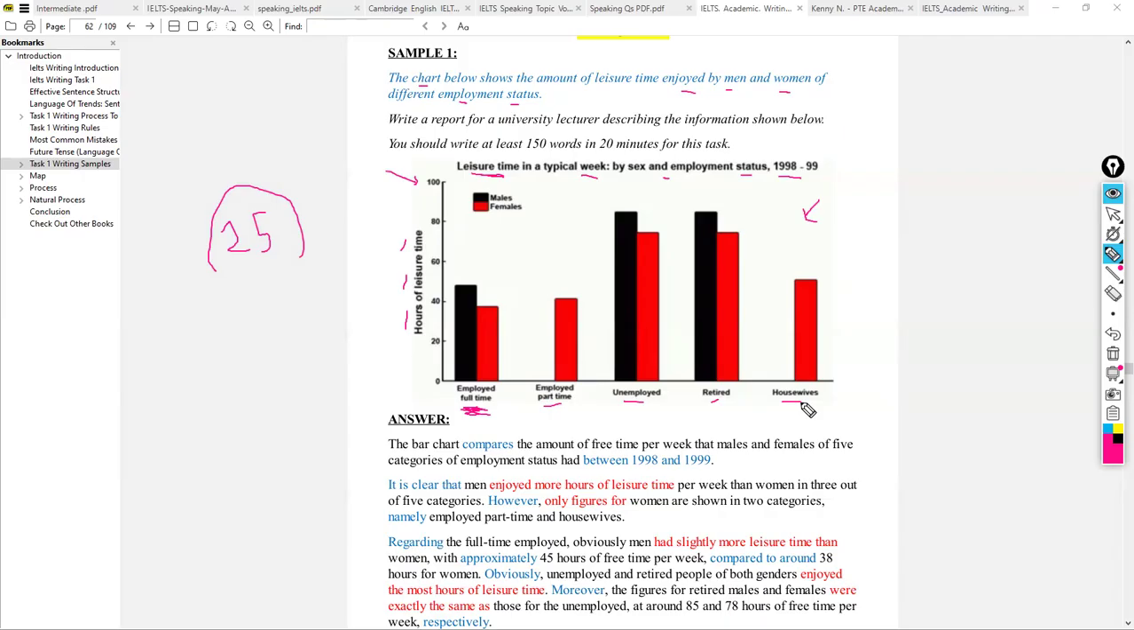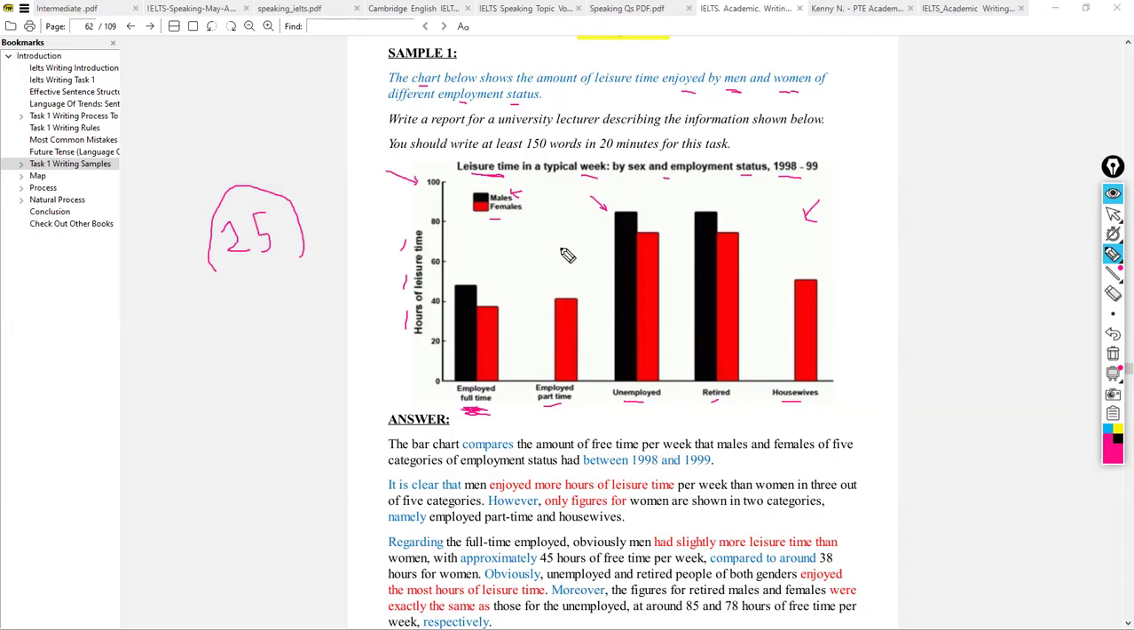Okay? So again, I have to search for what? I have to search for differences and similarities. And absolutely, don't forget to take a look at the colors, because the black color is talking about males, men. Males, yeah, exactly. And the red one is talking about women or females.